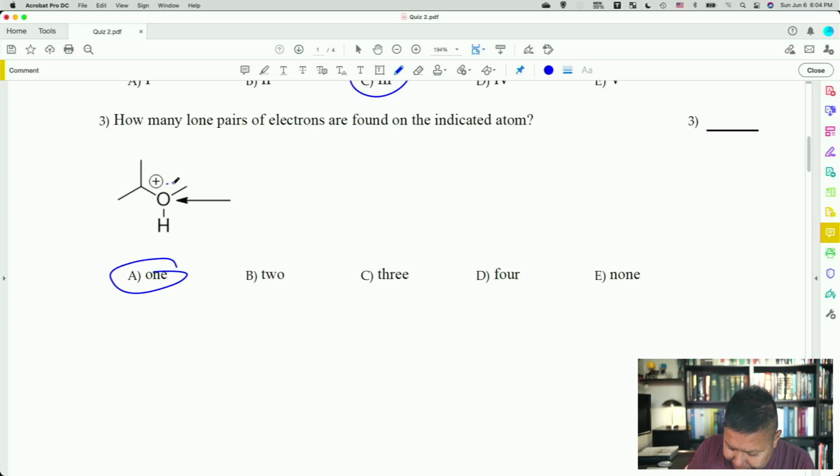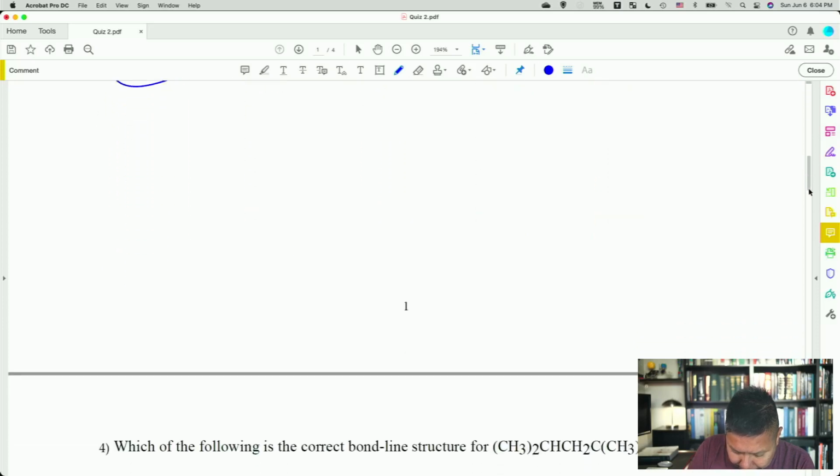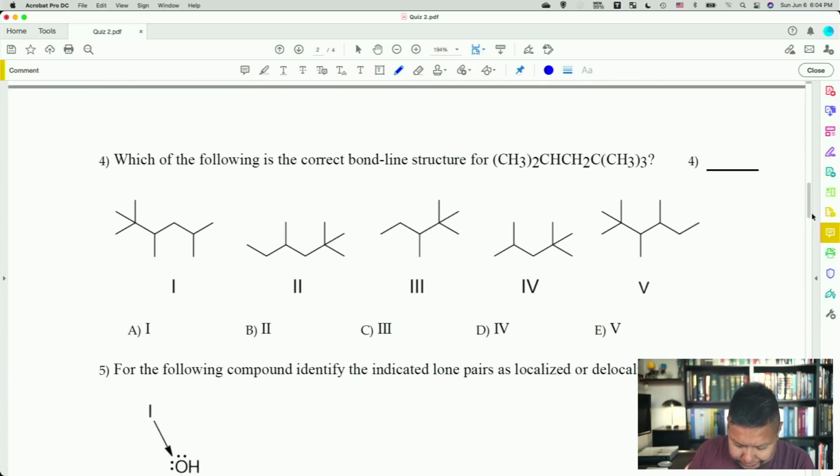Next, number 4. Okay, number 4. Which is the correct bond line structure for this molecular formula? Right, bond line. I like to call them line angle, whatever. Right. First thing to notice here is that we have 2 CH3s coming off of 1 carbon, and then the third thing coming off that carbon is a hydrogen, right? And the fourth thing is a CH2, right?